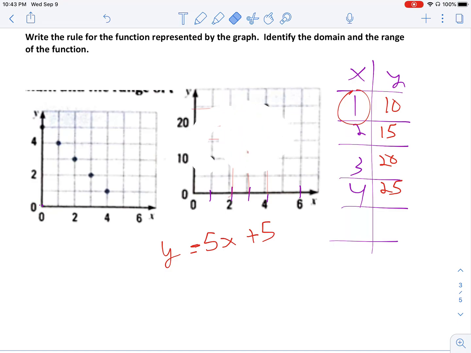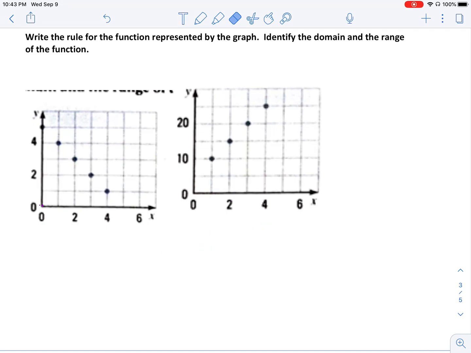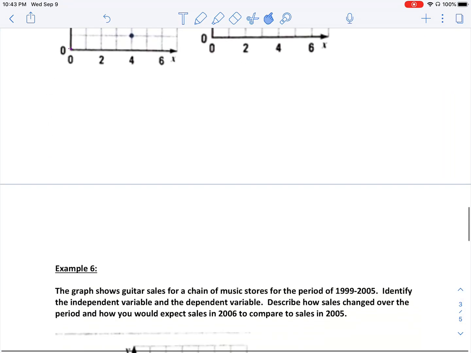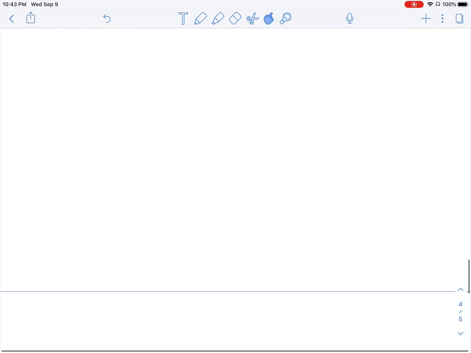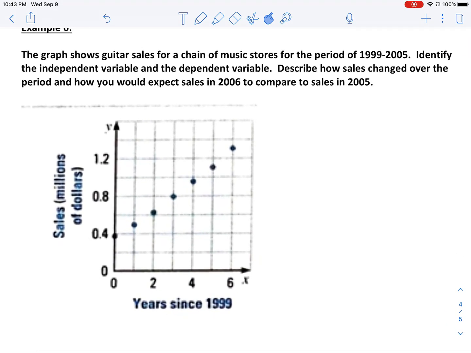All right, again, these are tougher, require a little bit more thought. If you're struggling with this, that's okay. Just keep in mind that really just practice is what's going to get you better at this. All right, your last example here. It says the graph shows guitar sales for a chain of music stores for the period of 1999 to 2005. Identify the independent and dependent variable. Describe how sales change over the period and how you would expect sales in 2006 to compare to 2005.